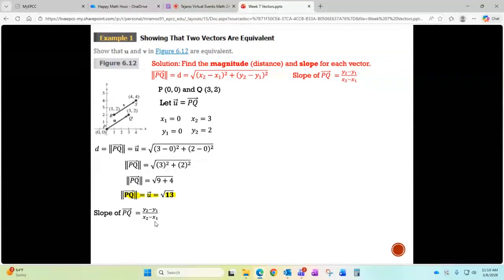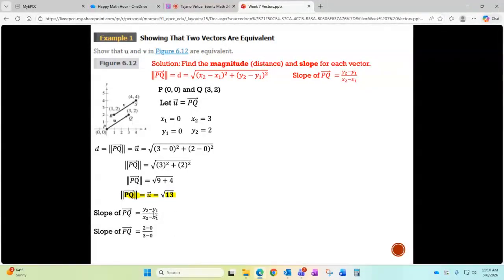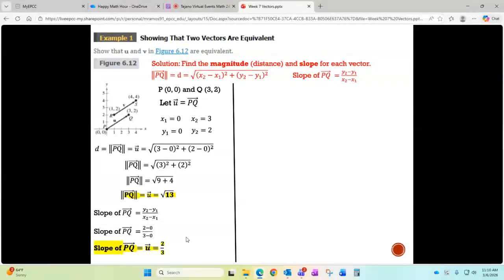We also have to find the slope, so let's do that. We have change in y over change in x. And again, the way we wrote out the points, it looks easy to plug all the values in. So y2 minus y1, 2 minus 0, all over x2 minus x1, 3 minus 0. That simplifies to 2 over 3. So the slope of this vector is 2/3. Now we have to do the same thing for our other vector. We have to find the distance and the slope, or the magnitude and the direction. If it's the same, then we know that the vectors are equivalent.